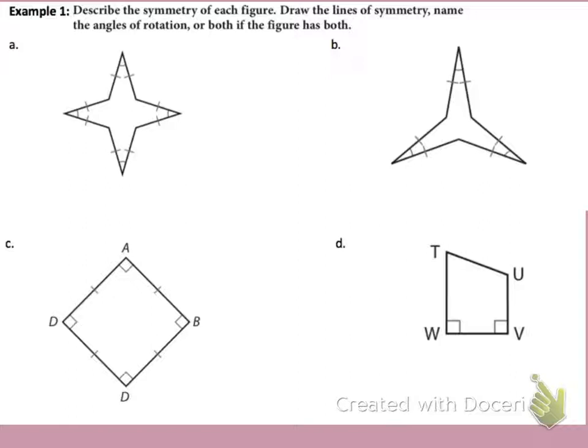And if it has rotational symmetry, we're going to calculate how many degrees the figure would have to turn before it mapped onto itself. In other words, we'll calculate those angles of rotational symmetry.